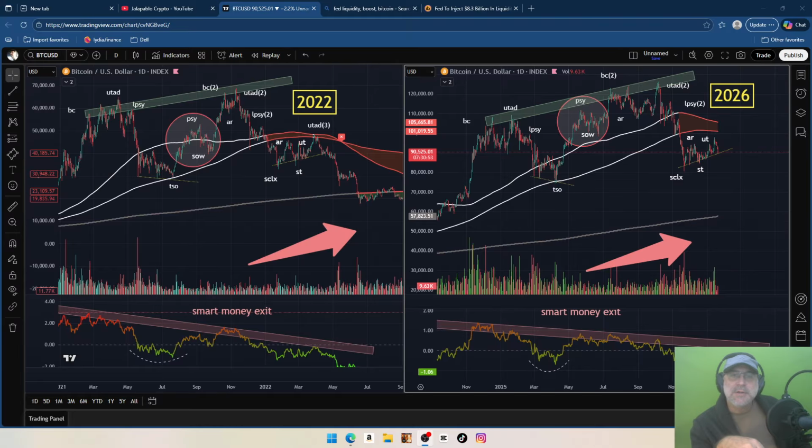Let's continue on with our Bitcoin updates. So Bitcoin has retraced a little bit. It's gone back to 90, and this should be of no surprise to us if you've been following this channel. Indeed, we see the fractals playing out very faithfully. The 2026 overwriting 2022 for now.